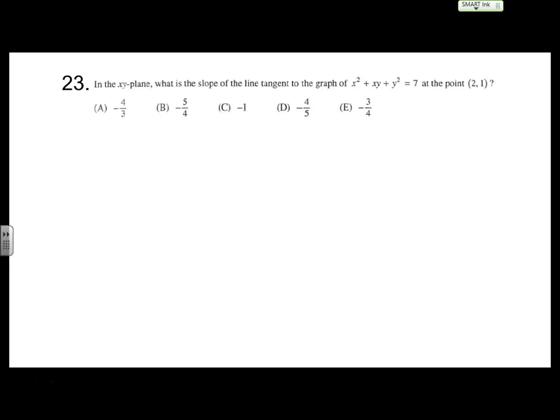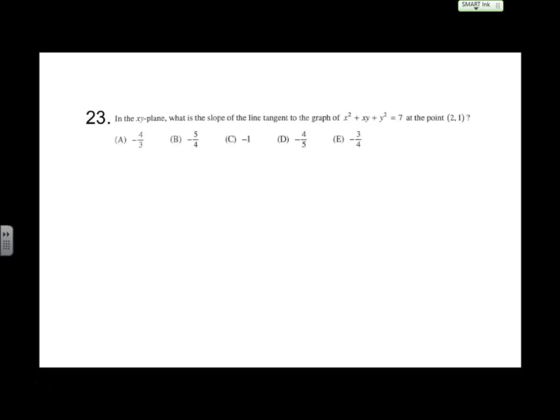Collaborate quick, but it shouldn't take much time because we should be okay, we did our product rule. What do you guys think? Oh no, we have to get dy/dx by itself.